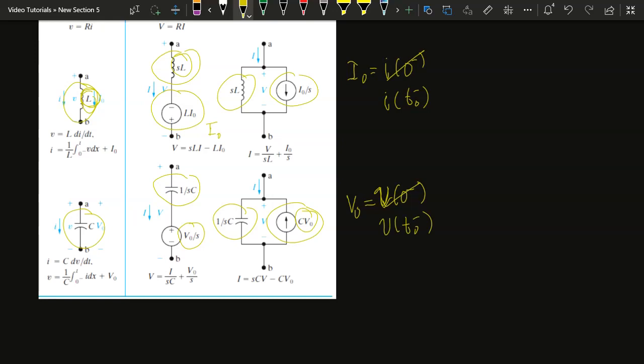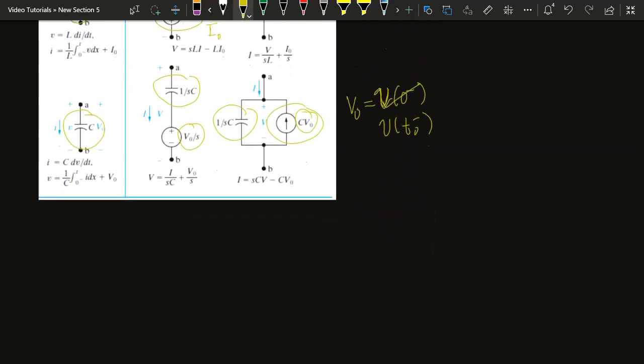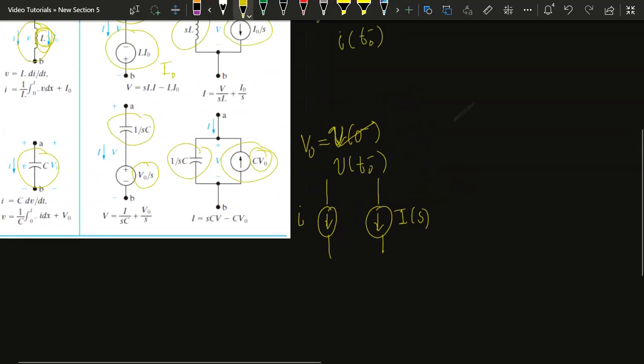Now which model to use really depends on the circuit. Sometimes it's easier to use the series model, sometimes it's easier to use the parallel model. And of course, for the current sources and the voltage sources, you get to use the Laplace transform of the current sources and the voltage sources. So for example, if you have a current source with a value i, then you have to take this into the Laplace domain by applying the Laplace transformation, and same thing for the voltage source.